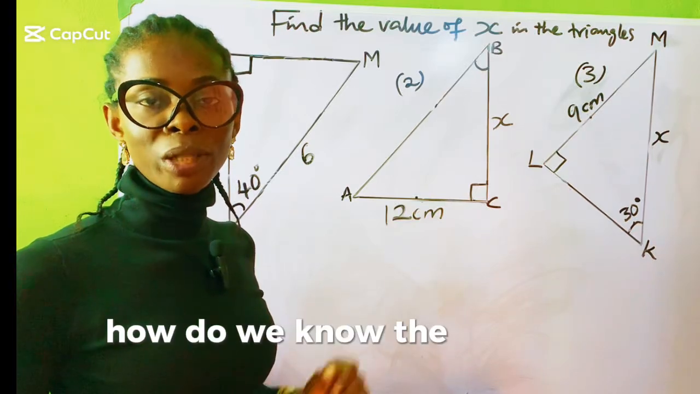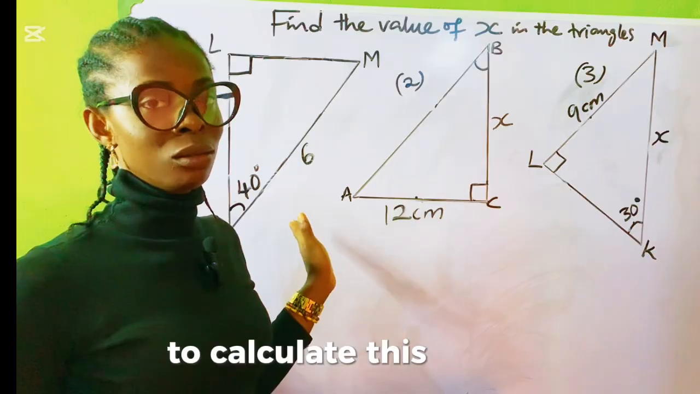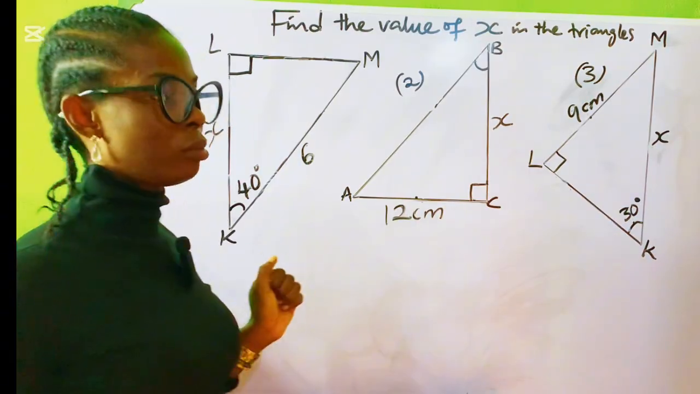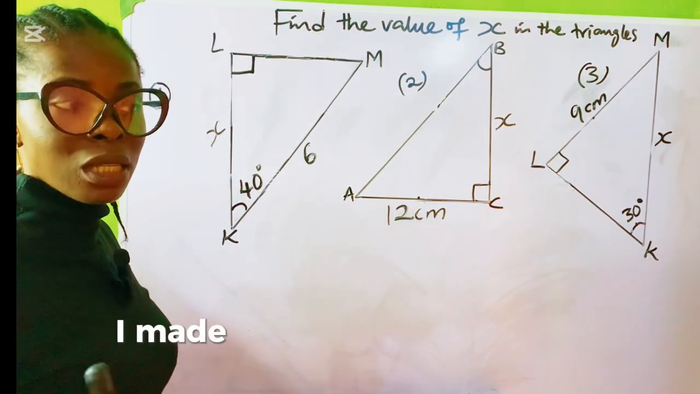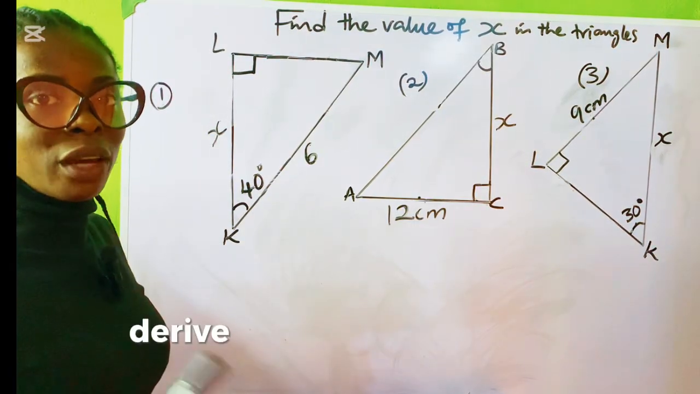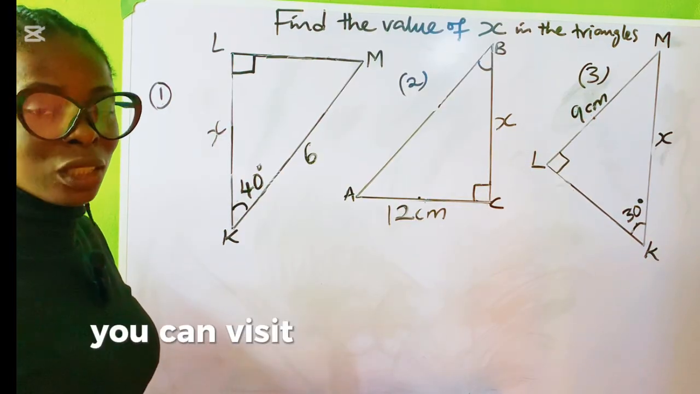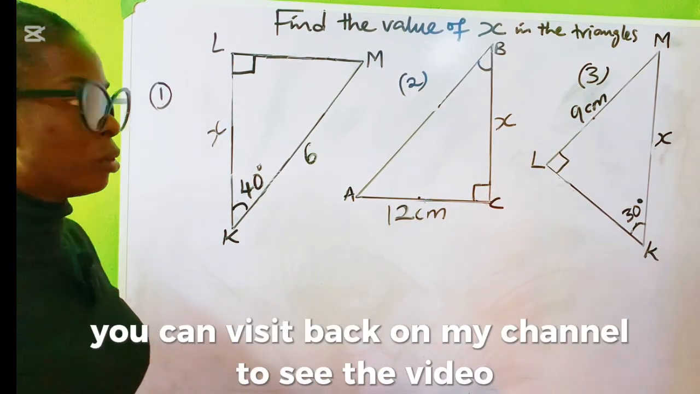How do we know the particular formula to use to calculate this triangle? In my previous video, I made a teaching on how you will be able to derive the formula using the short trick. If you've not watched it, you can visit back on my channel to see the video.